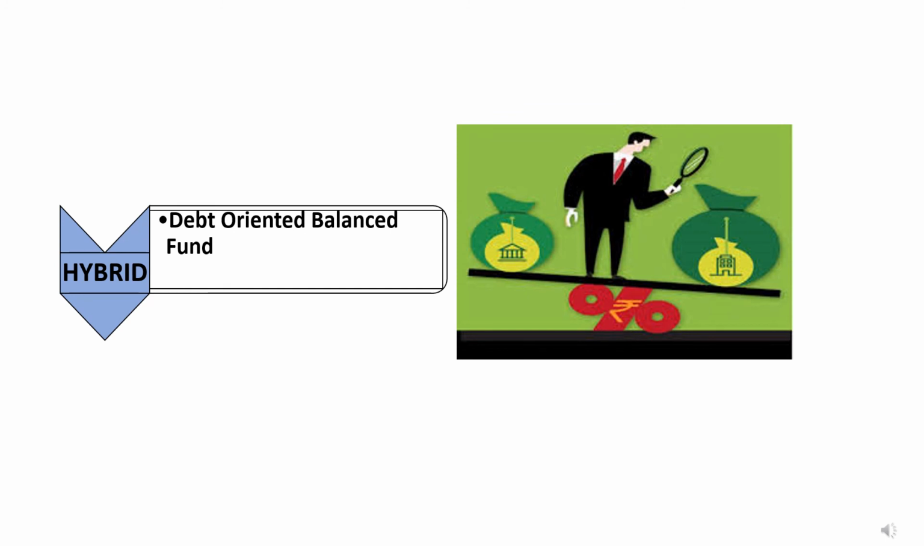On the contrary, the debt-oriented balanced funds are hybrid funds wherein the fund manager allocates more than 65% towards debt instruments. The debt component of the fund constitutes the investment in fixed income such as government securities, debentures, bonds, treasury bills, and so on.